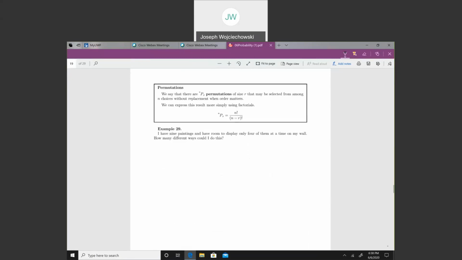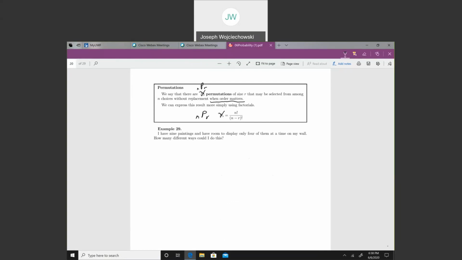So now we're going to talk about permutations in detail. And this is not correct. This is nPr, same as this. There's a typo in there. We say that there are nPr permutations of size r that may be selected from among n choices without replacement when order matters. That's the biggie. When order matters. We express this result more simply using factorials, equal to n factorial over n minus r factorial.